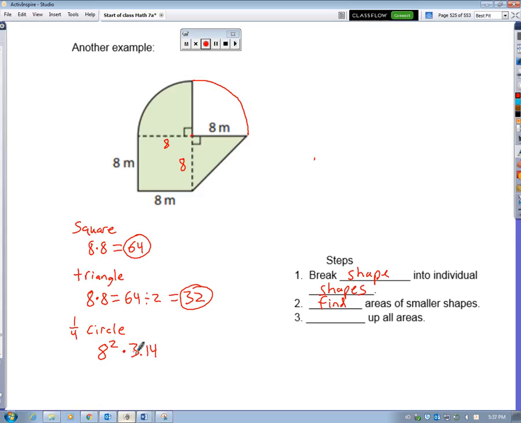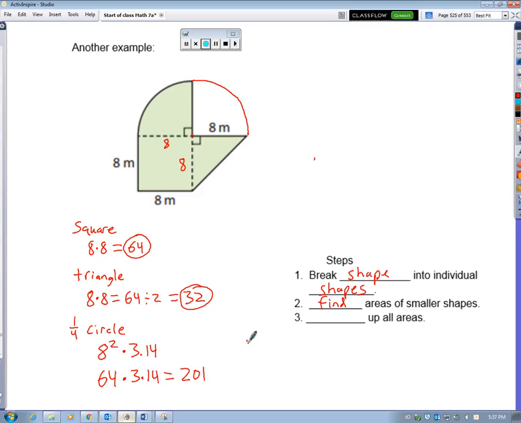of the circle. So I'm going to just first take the 8 to the power of 2, so that's going to be 8 times 8, so I have 64 times 3.14. Alright, and if I do the math on that, we get a decimal number, but let's just round it to 201 so it's easy to work with.